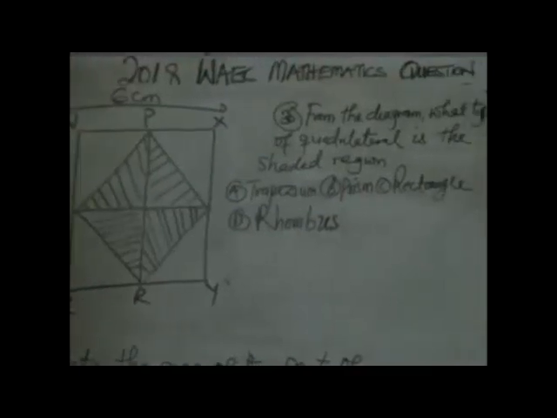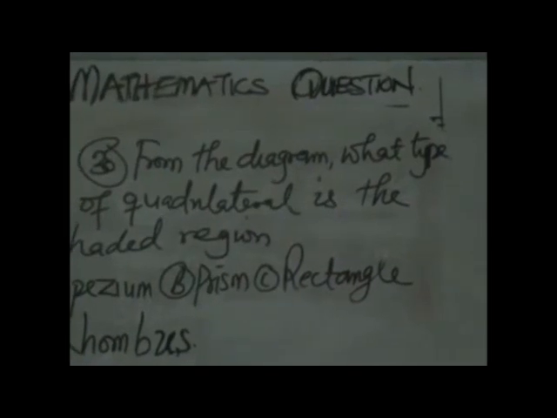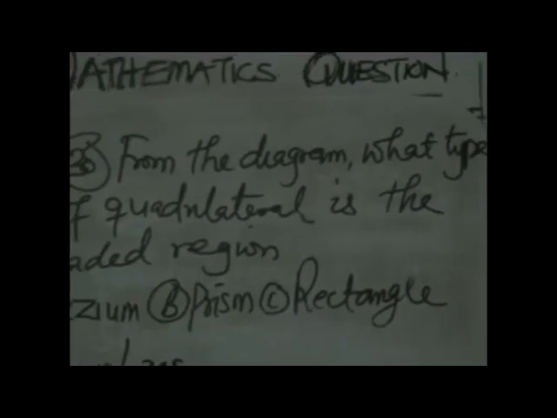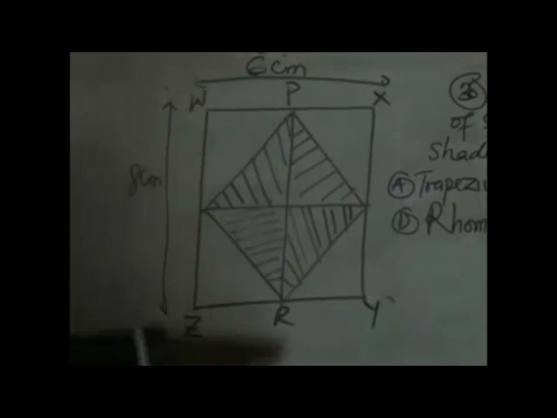Here is question 30 of the 2018 WAEC Mathematics Past Questions. Question 30 says, from this diagram, you can see the diagram here. We are being asked what type of quadrilateral is the shaded region. You can see the diagram. We have W, X, Y, Z as a rectangle. This is a rectangle, and we have this figure inscribed inside the rectangle.